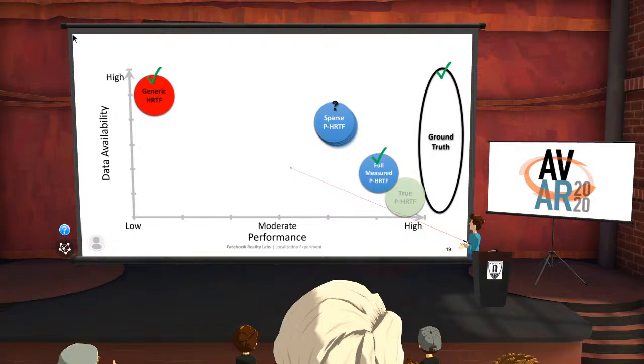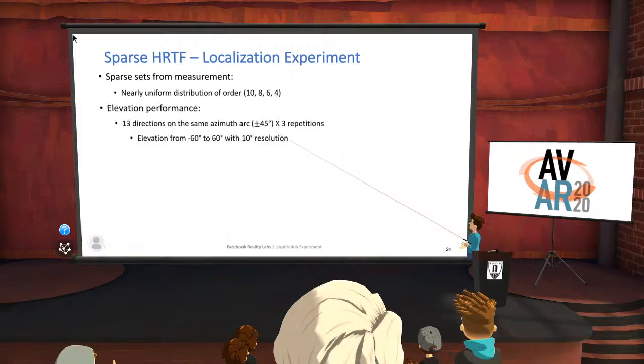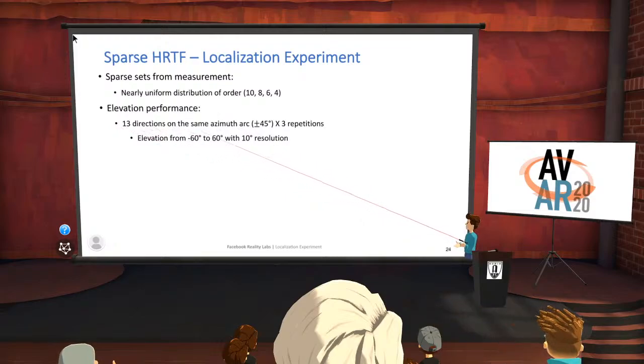Now we can go ahead and evaluate the sparse personalized HRTF, and we are focusing on the elevation perception. For the sparse HRTF, we took four different subsets out of the full 600 points of the fully measured HRTF: subsets of 238 points, 141, 84, and 36 points. In the experiment, as I said, we tested only elevation. So we chose 13 directions on two azimuth arcs of plus minus 45 degrees, with elevations between minus 60 and 60 degrees at 10 degree resolution. And we tested it with three repetitions.